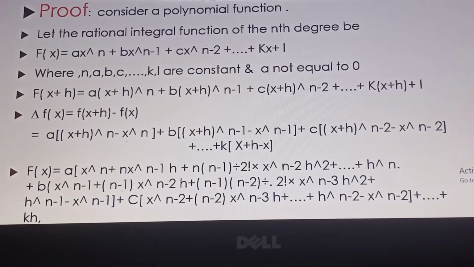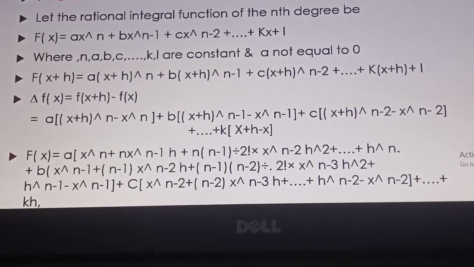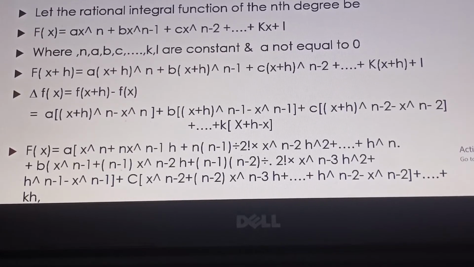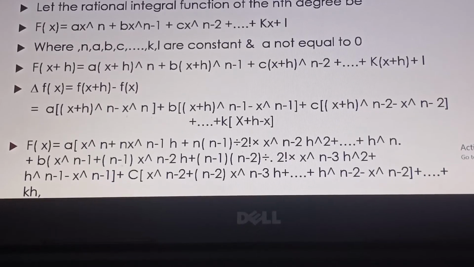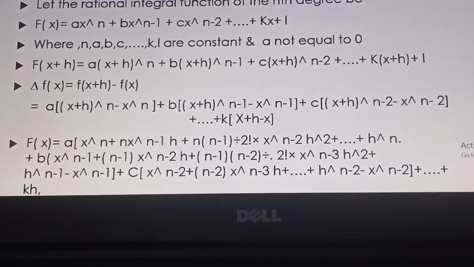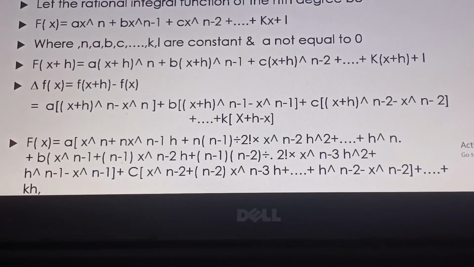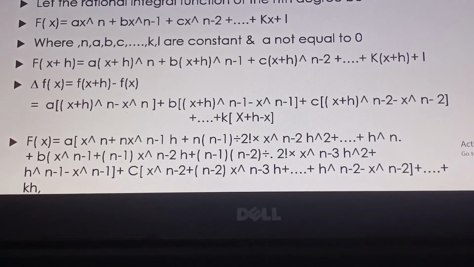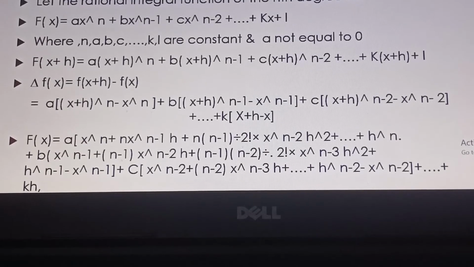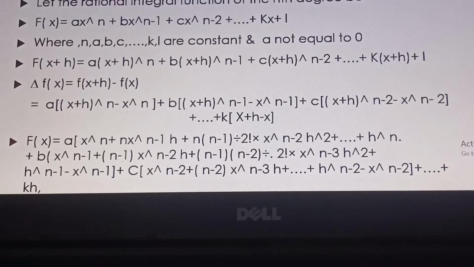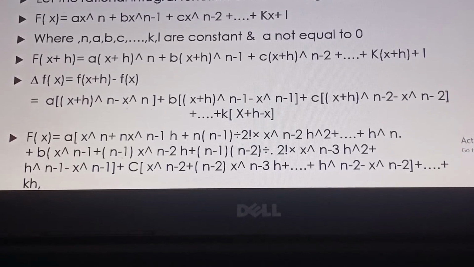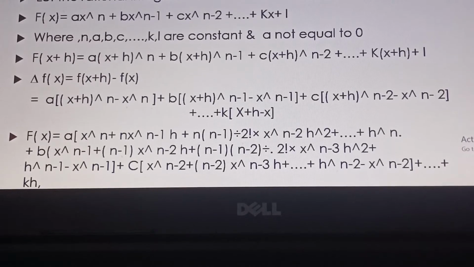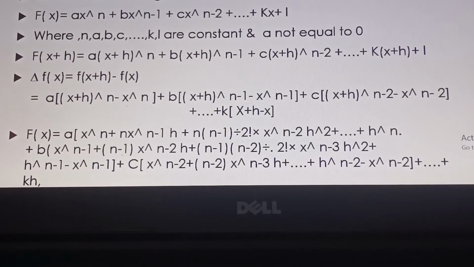Then f of x equals a into x raised to n plus n into x raised to n minus 1 into h plus n into n minus 1 divided by 2 factorial into x raised to n minus 2 into h square plus up to h raised to n, plus b into x raised to n minus 1 plus n minus 1 into x raised to n minus 2 into h plus n minus 1 into n minus 2 divided by 2 factorial into x raised to n minus 3 h square plus up to h raised to n minus 1, minus x raised to n minus 1, plus c into x raised to n minus 2 plus n minus 2 into x raised to n minus 3 h plus up to h raised to n minus 2 minus x raised to n minus 2, plus up to kh.